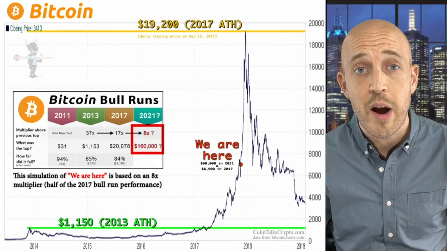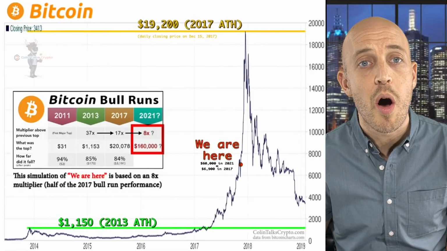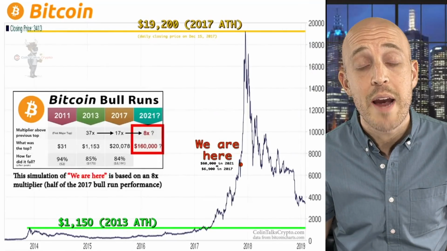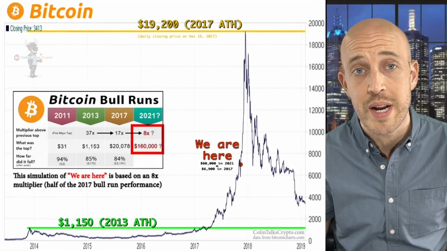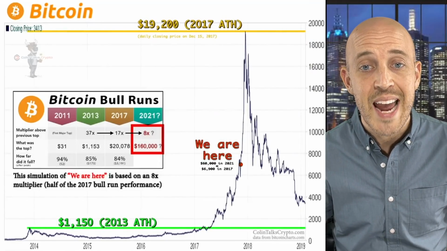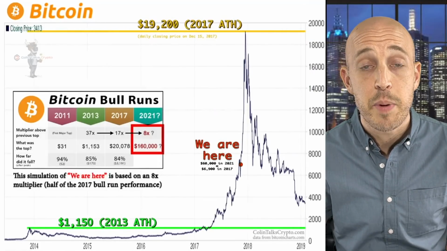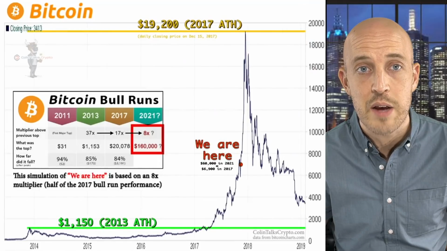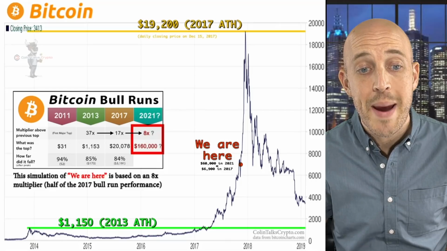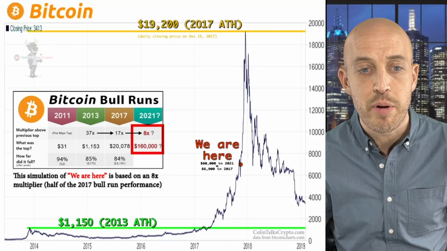Now there's a lot of people out there that think that this could be a bigger multiplier or at least the same as last bull run due to all the institutional money flooding into the system. And that very well could be true. And that is why I've shown you two different animations with two different predictions. Both plot where we are, but the relative peak is different. On this 8x chart from peak to peak, the peak is $160,000 as opposed to the last chart, which was $340,000. So as it says here, this is a simulation of where we would be based on an 8x multiplier, which is half of the 2017 bull run performance.